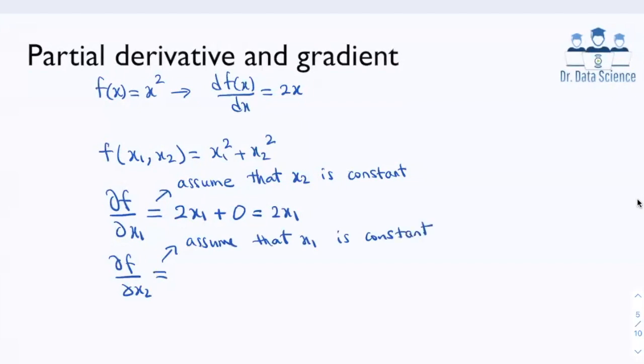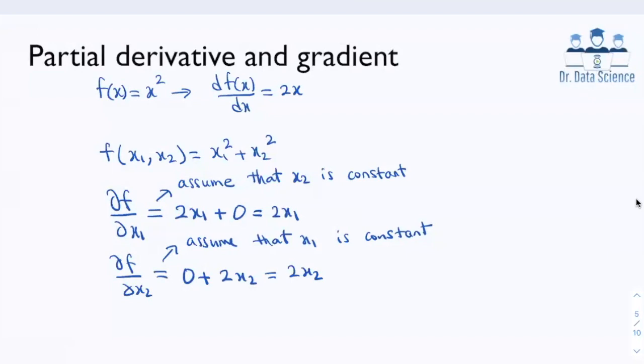So now I have to find the partial derivative of x1 squared with respect to x2, and x1 is constant, so it doesn't change, so that's 0, plus the partial derivative of x2 squared with respect to x2, which gives me 2 times x2. So in general, you may have a function with more than 2 variables.